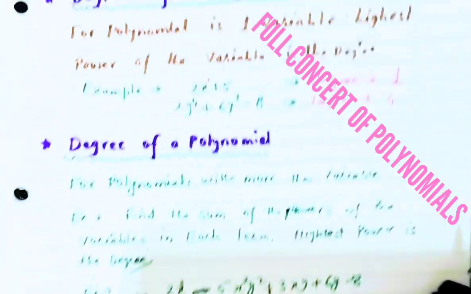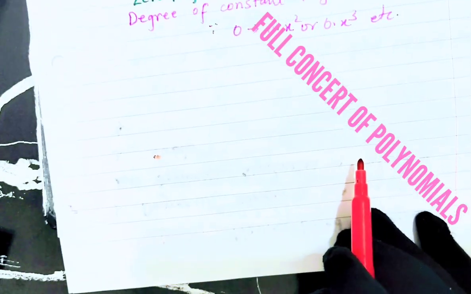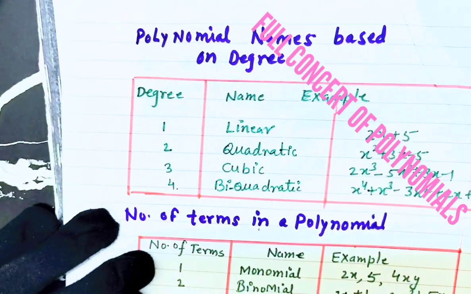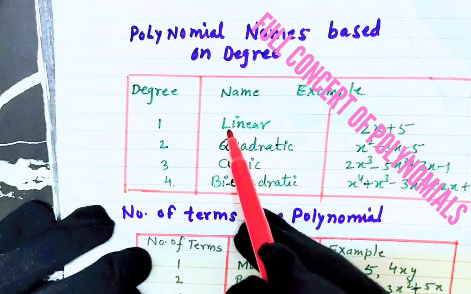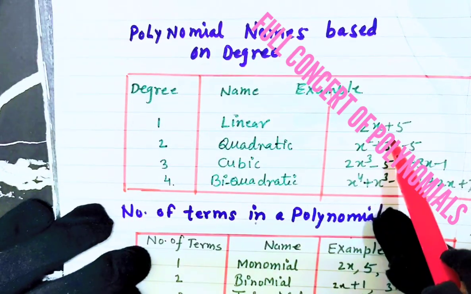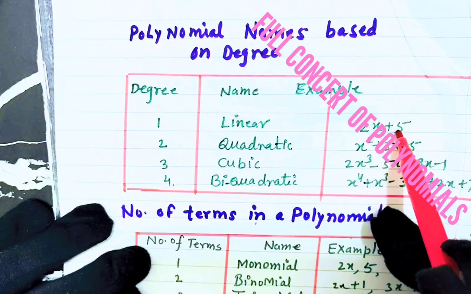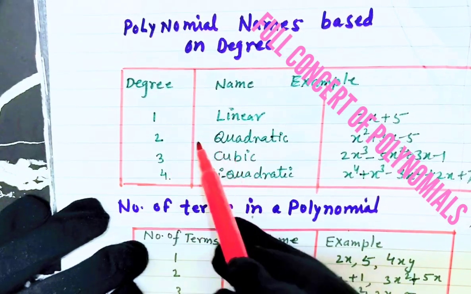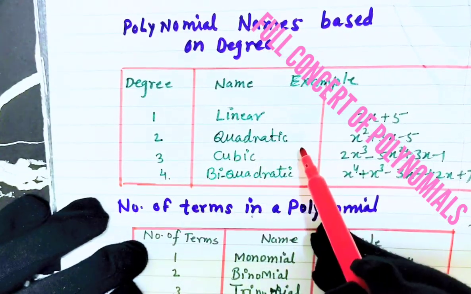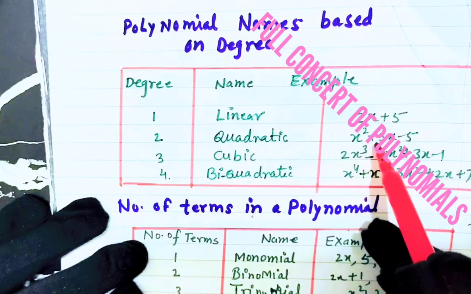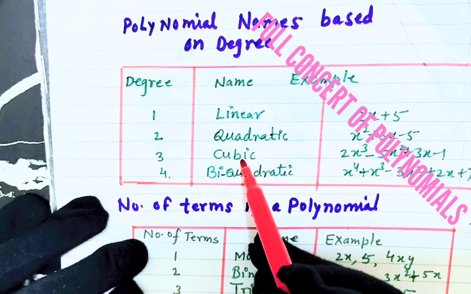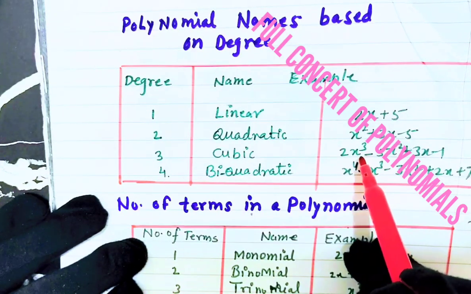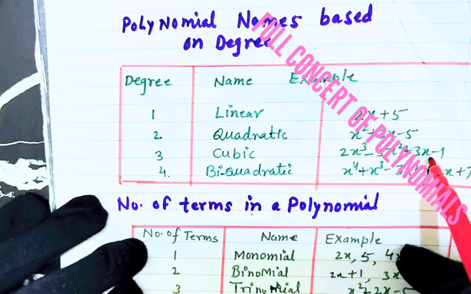Now guys, we will see the polynomial names based on the degree. Number 1: if the polynomial has degree 1, it is called a linear polynomial, for example, 2x plus 5. Number 2: if the degree is 2, it is called a quadratic polynomial. Its example is x square plus 3x minus 5. Guys, if the degree is 3, it is called a cubic polynomial. For example, 2x cube minus 5x square plus 3x minus 1 is a cubic polynomial.